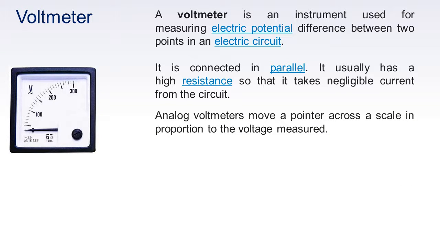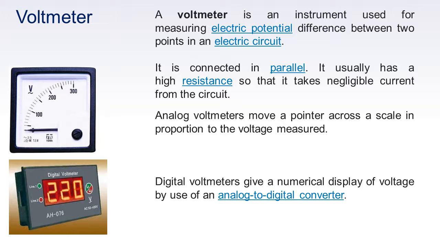First type of voltmeter is analog voltmeter. Here you can see the scale and it is showing a pointer to denote the rating of the voltage. Analog voltmeters move a pointer across a scale in proportion to the voltage measured.